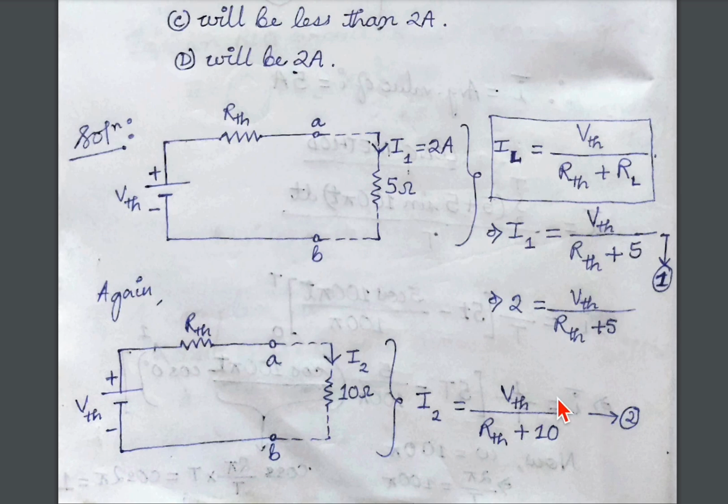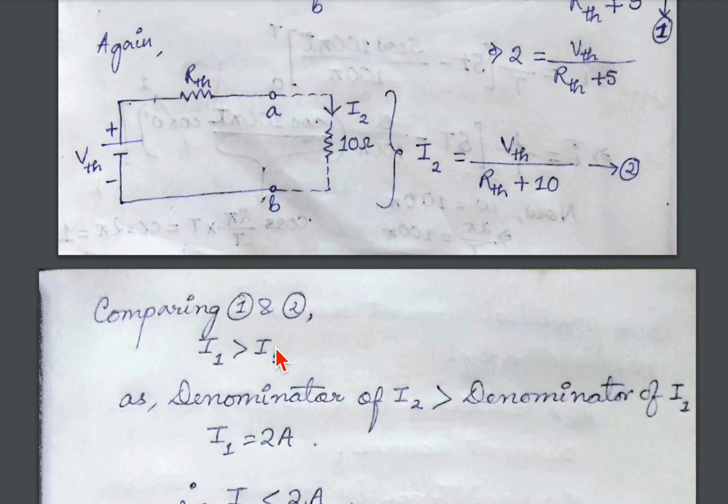Now tell me one thing. The denominator of I1 or I2, which one is bigger? Of course, the denominator of I2 is bigger because the RTH value stays constant. So if we add 10 in place of 5 to RTH, definitely RTH plus 10 will be greater than RTH plus 5. And we know the greater the denominator, the lesser the value, which means since the denominator of I2 is bigger, the value of I2 will be smaller. That is, I1 is greater than I2.